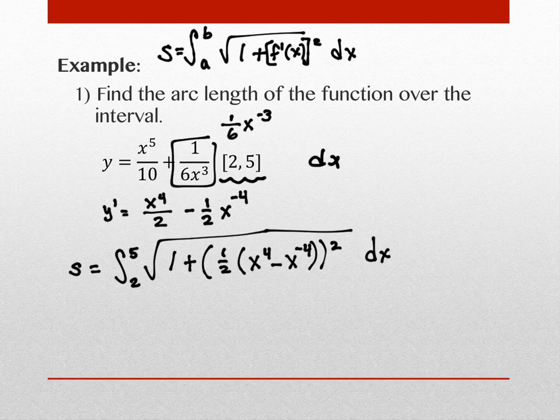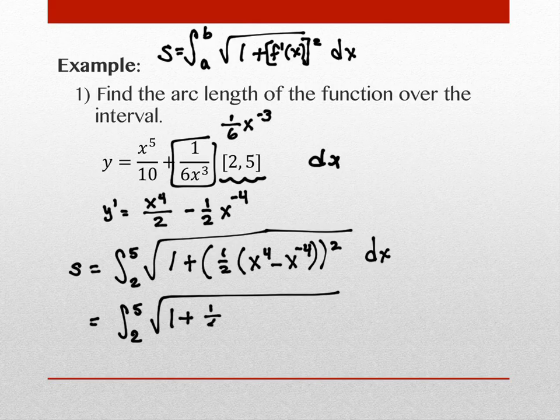And it's a little bit messy to do, but it's not impossible. It's something that we have the tools to do. We just might have to go back in our brain to think about all the algebra that's going on, right? So this is 1 plus. The 1/2 squared would be 1/4. And then if I do x to the 4th minus x to the negative 4th, I'm multiplying it by itself, right?